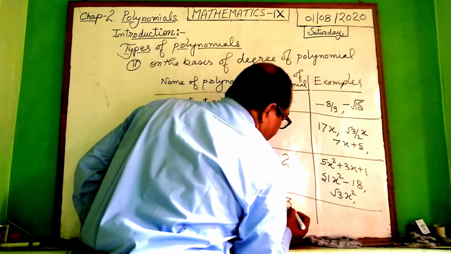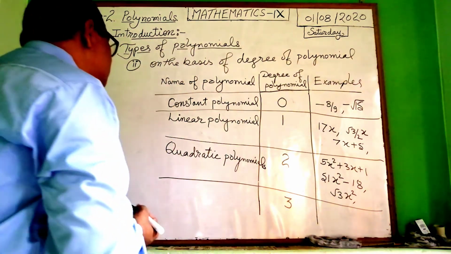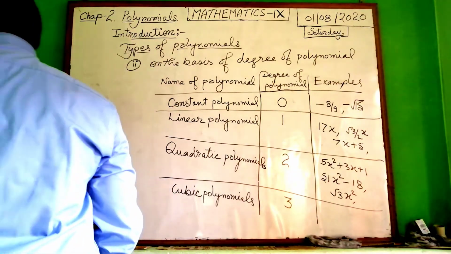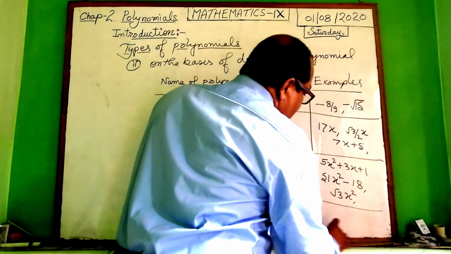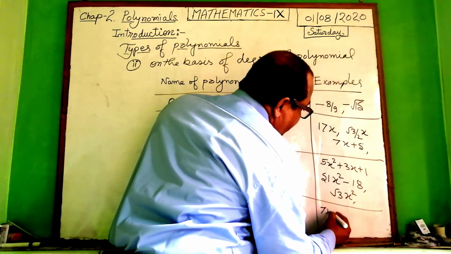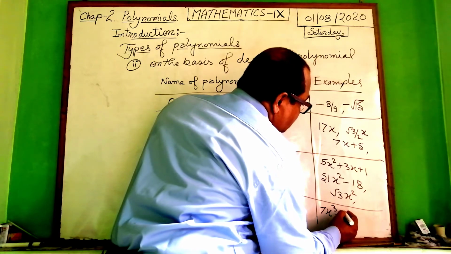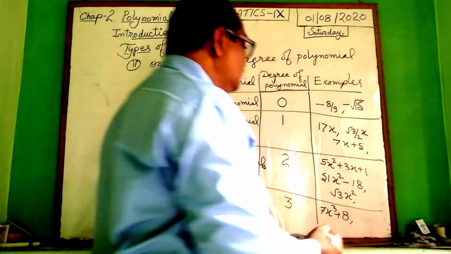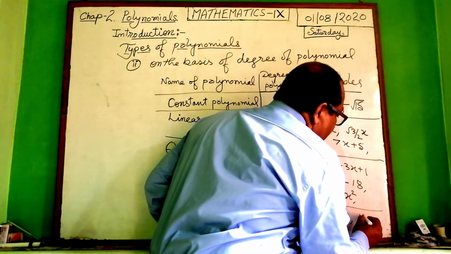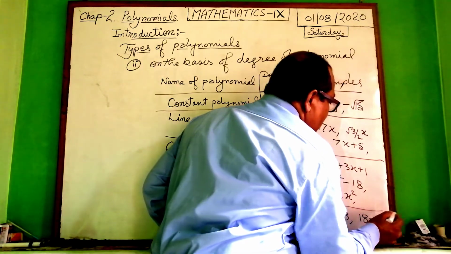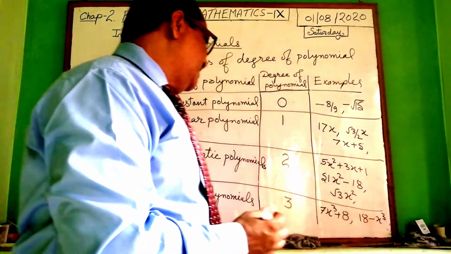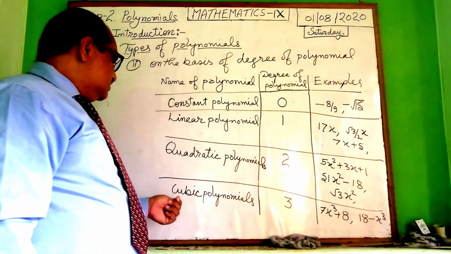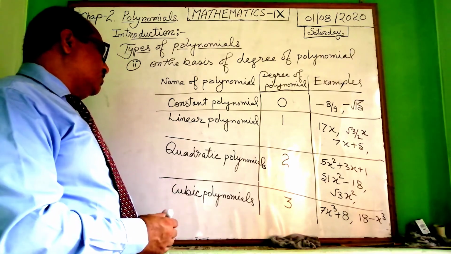Now come to see the third case. If the degree of a polynomial is 3, it is known as a cubic polynomial. So you can see some examples. 7x cube plus 8, one example. Some more examples you can write: 18 minus x cube. You can see both examples have degree 3. So these are called cubic polynomials.